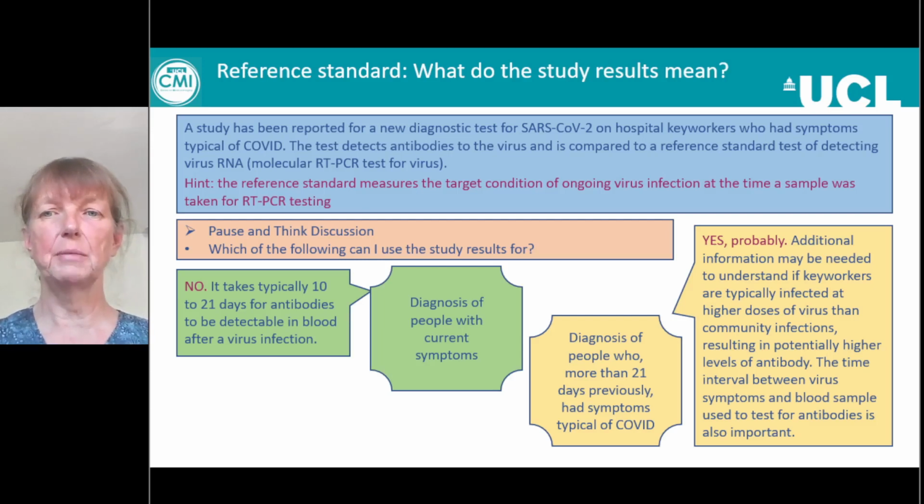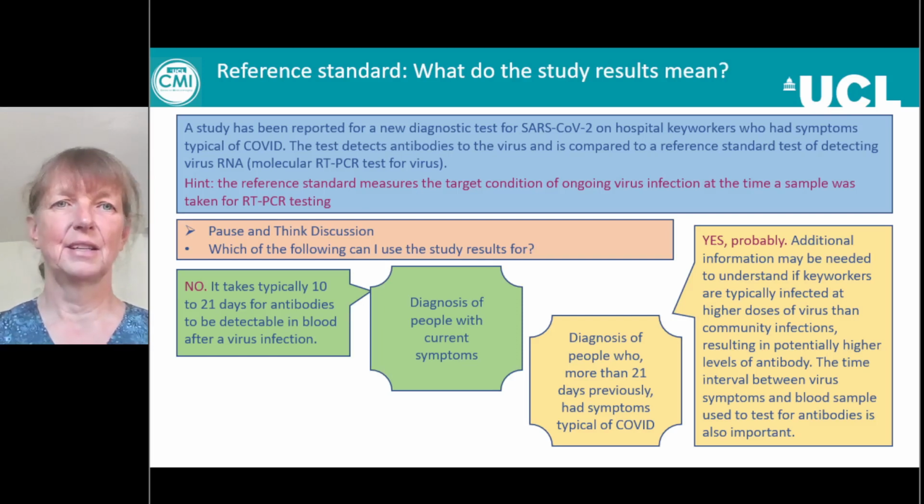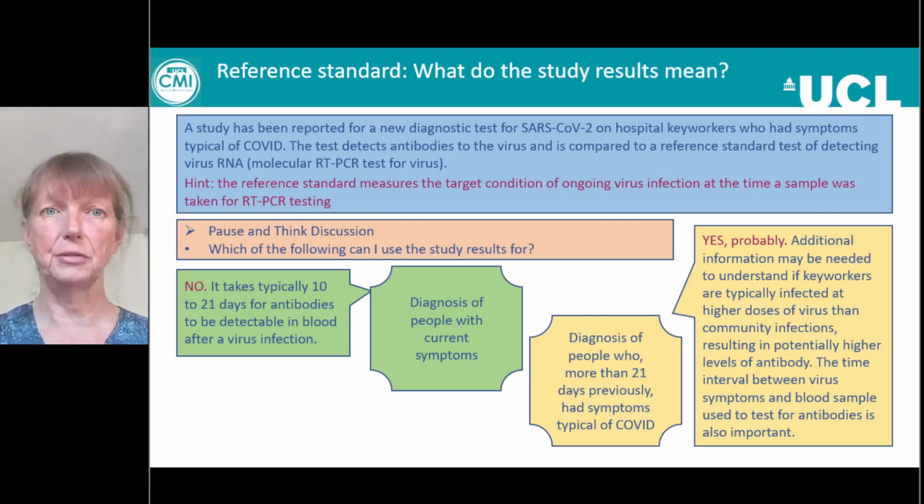But again, the time interval, when it says more than 21 days, it would have to be more than 21 days, but probably less than 6 months or 12 months, because the antibody levels in the blood do decrease. At the time of this study we didn't know the rate of decrease across time, and we didn't know at what point the antibody test would no longer be able to pick up the reduced amount of IgG in the blood.